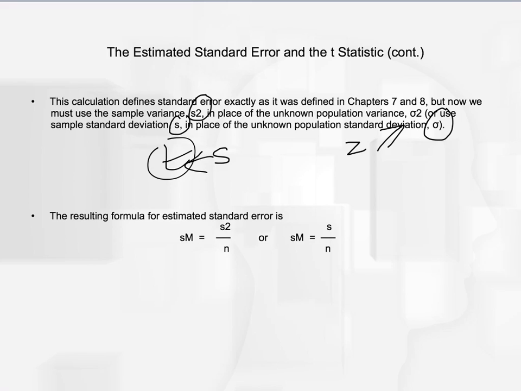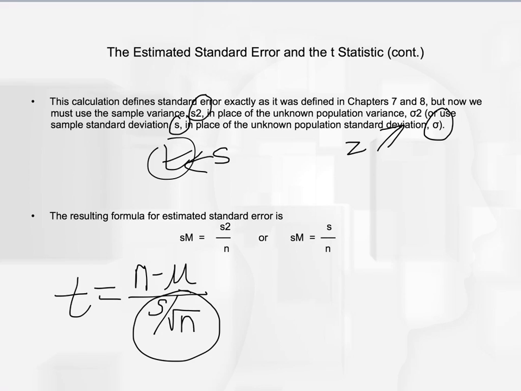So the formula for getting the standard error, which is our denominator of our formula, is t equals sample mean minus population mean. We have the discrepancy over the sample standard deviation over the square root of the sample size. This is our estimated standard error, and it's called the standard error of the mean, and this symbol here should be a square root.